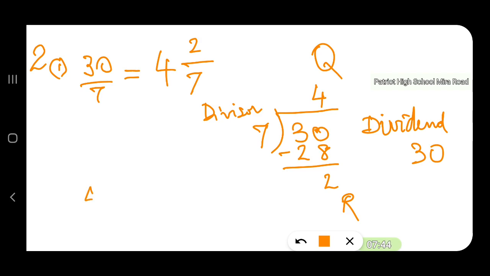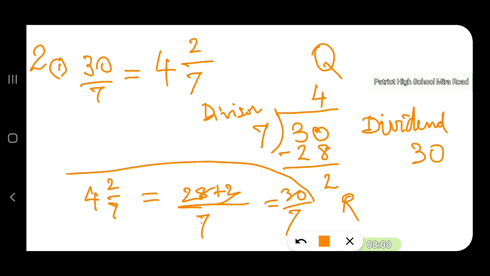We can check whether we have written it correct or not. So 4 sevens are 28. 28 plus 2 upon 7. It is 30 upon 7 again. So this answer is right.